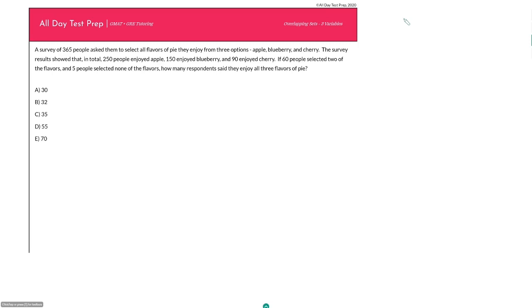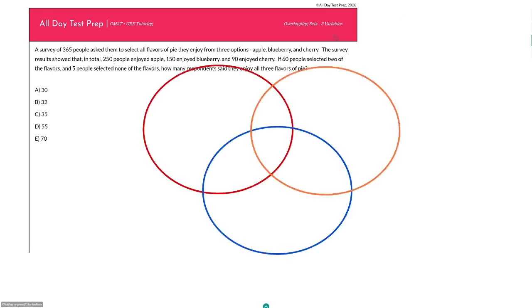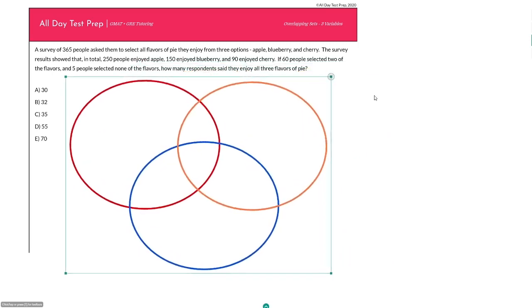So the way to think about 3-variable overlapping set questions is with a Venn diagram. And now if you understand how the Venn diagram works, you shouldn't actually have to draw one on your actual test. We will walk through it here so that you don't have to actually make one and take up all that space.